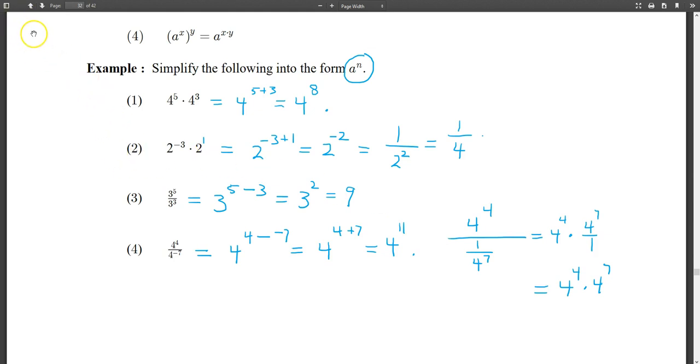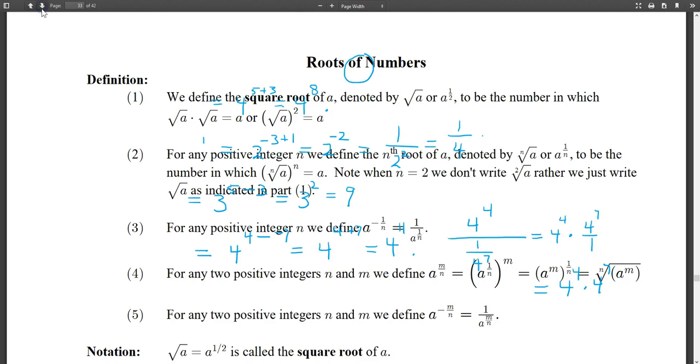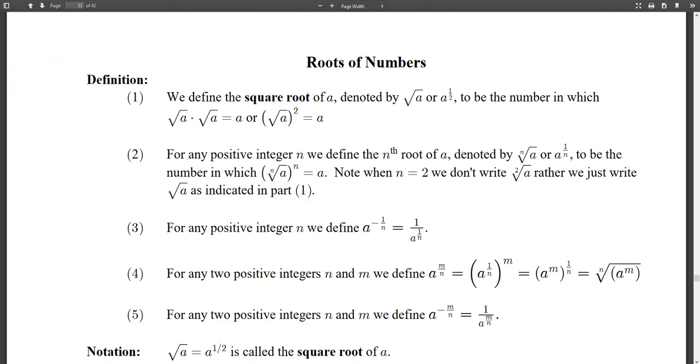Now let's take a look at roots of numbers. So a few definitions here. We define the square root of a. You've probably heard of that before, of course. It's denoted like this. That's the square root of a, or a to the 1/2 power. These mean the same thing. These are defined to be the number in which the square root of a times the square root of a gives you back a again.